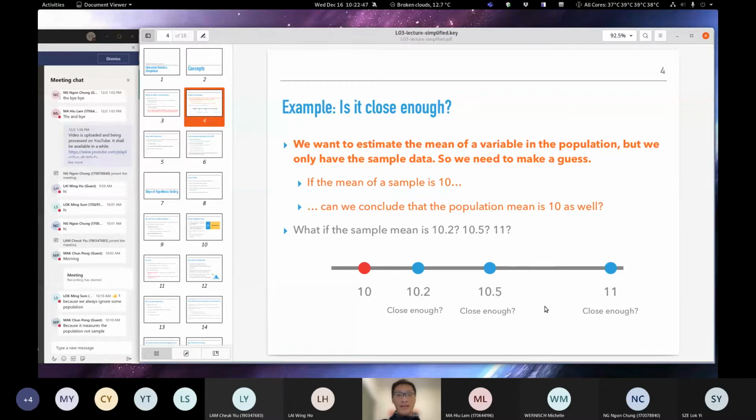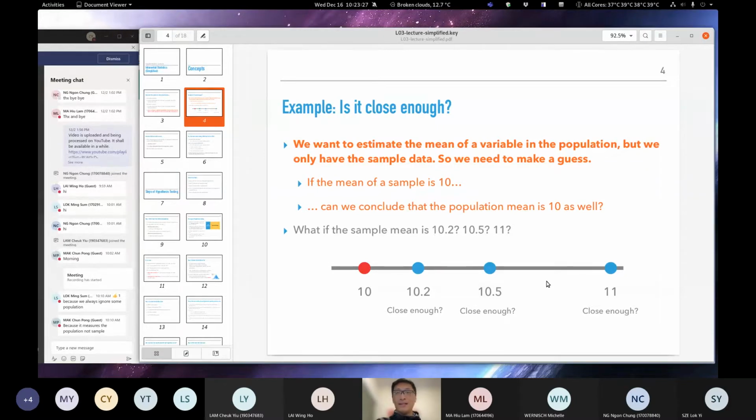So in this case, if we set a boundary here, then the 10.2 and 10.5 are to the left of the boundary. Because they are to the left of the boundary, we say that they are close enough to 10. And so we conclude that the population mean is equal to 10. But the 11 here is on the right-hand side of the boundary. Then we conclude that 11 is too far away, and we still cannot believe that the population mean is equal to 10. So setting a boundary is the main idea here.